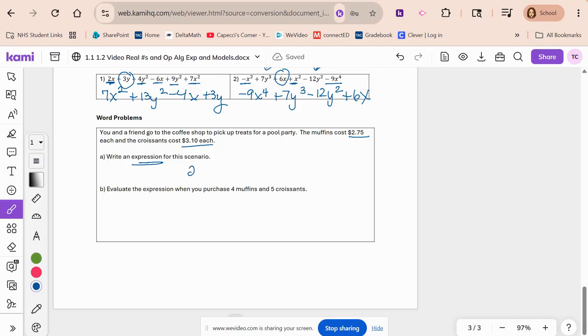So it looks like the muffins cost us $2.75. You can use any variable you want. In this problem, it's not asking you to use a certain one. I'm going to use M for muffins, but you can use X and Y if you like. And then my croissants, I'm going to go $3.10. And again, I could have used Y there, but I'm just going to go with C for croissants. So that's my expression.